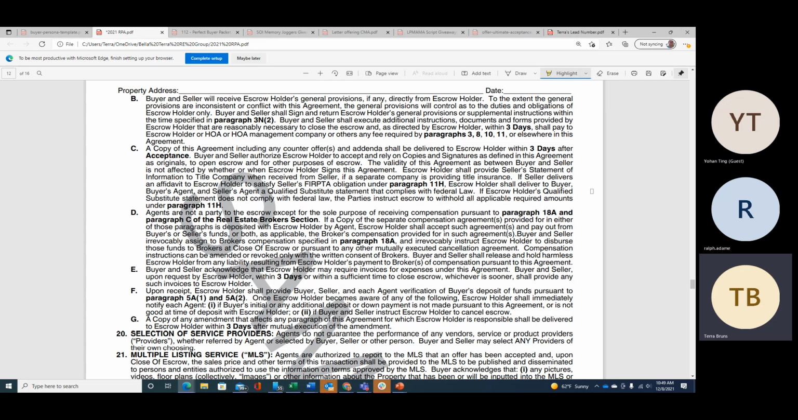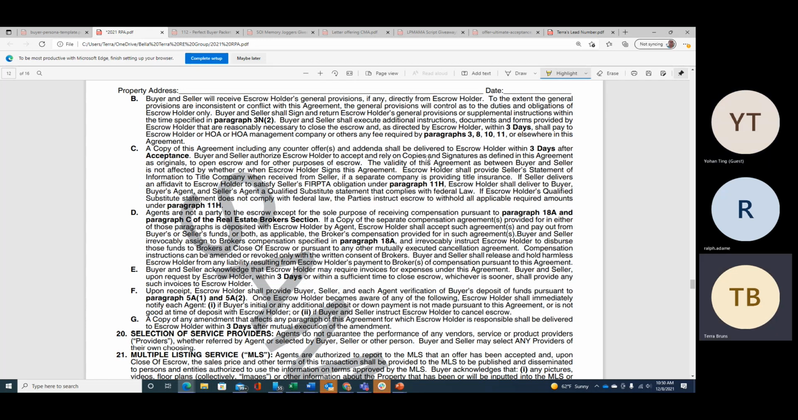Yes, so the FIRPTA, again, is just saying that the seller doesn't owe any taxes to the government, and so they sign this document saying so. That's sent over to title so that they can, you know, proceed with the seller's title policy.